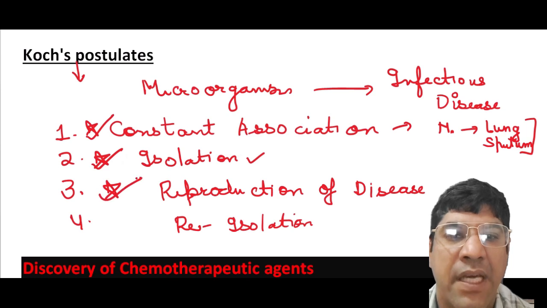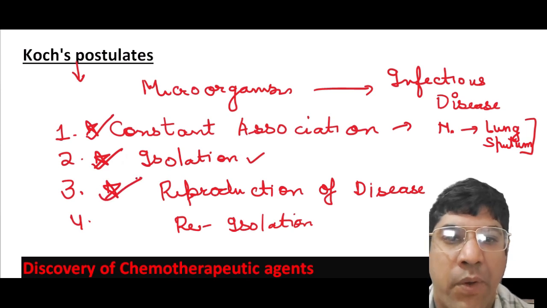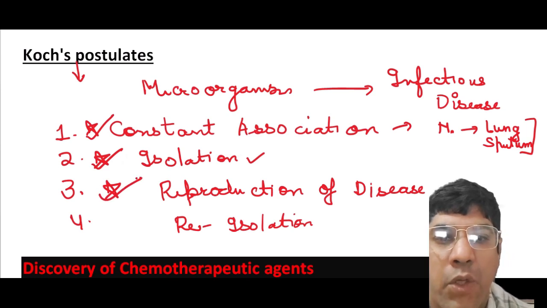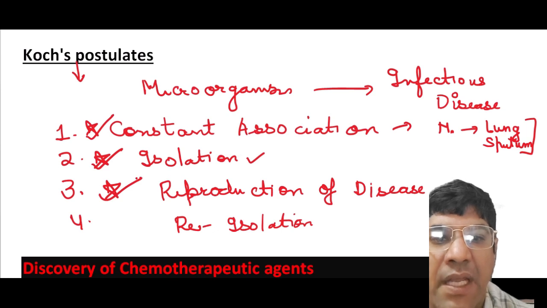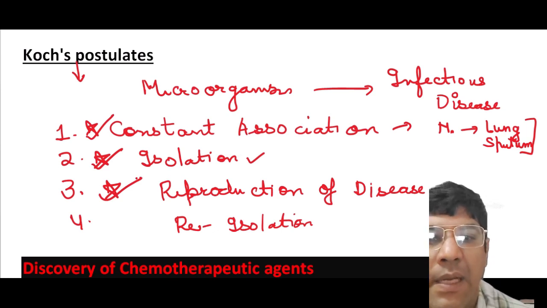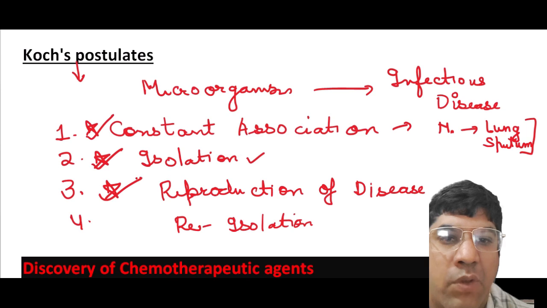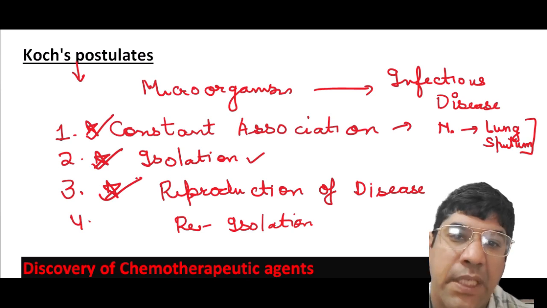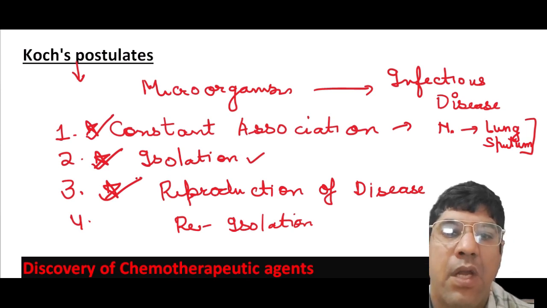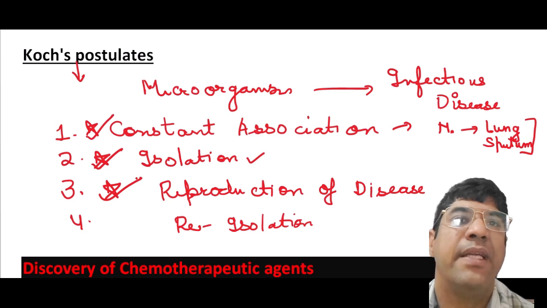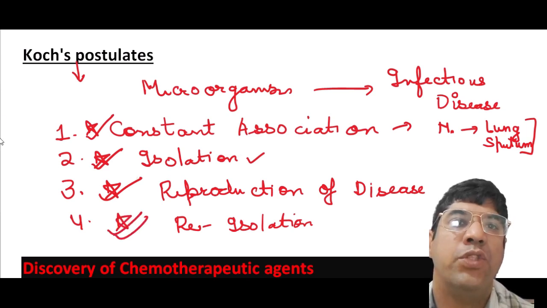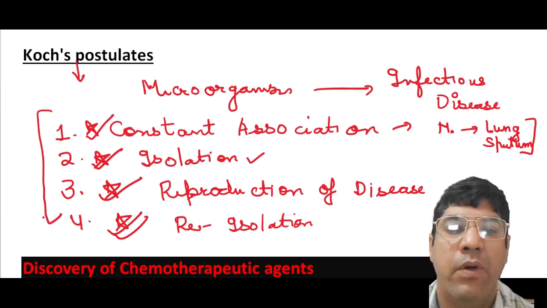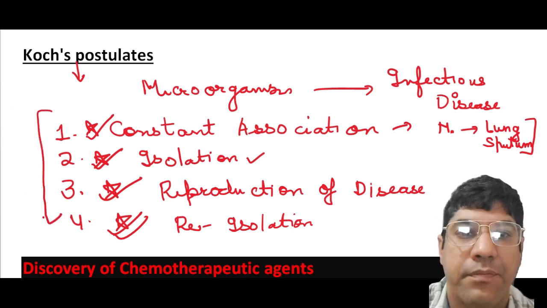And last is the re-isolation. So from the laboratory animal that developed tuberculosis, the scientists can re-isolate the Mycobacterium in a pure culture. So confirming that it's the same bacteria that is causing the disease. So that is re-isolation. So these are the Koch's postulates that you should know and remember.